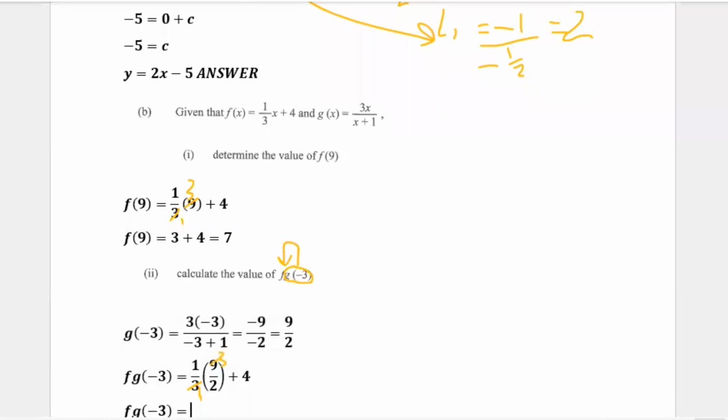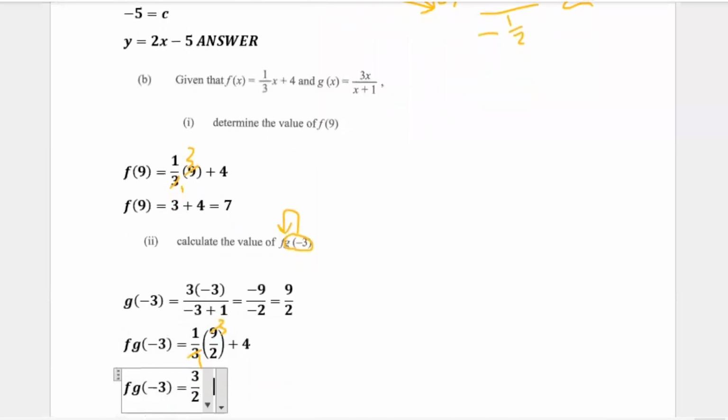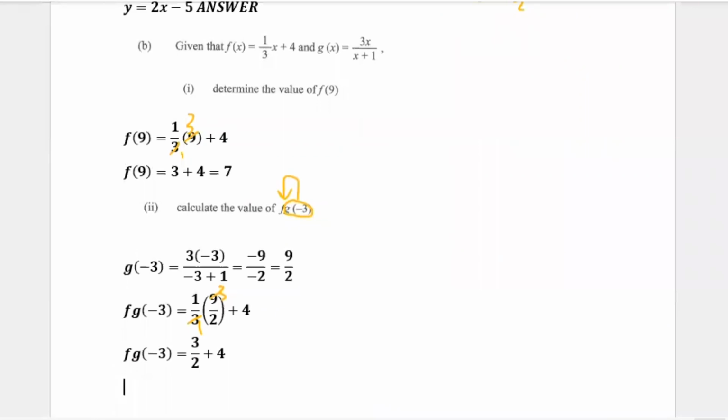So let me do it step by step, because I could just say put it in a calculator, but 3 over 2 plus 4. Now you're working this out. And when you work this, that is how you will get the 11 over 2 as the final answer. If you put it in a calculator, by the way, 3 over 2 plus 4, it will give you your answer as 11 over 2 or 5.5.